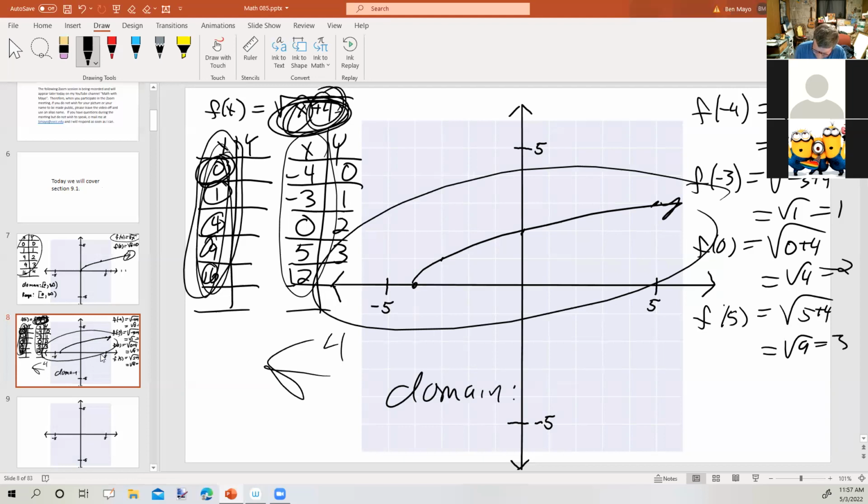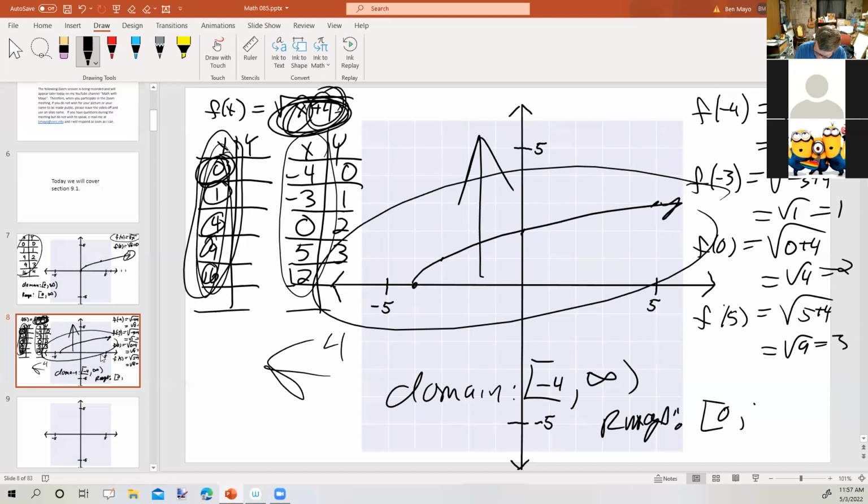Careful. It doesn't start at 0. Where does it start? -4. And where does it go to? Positive infinity. Okay, what's the range? Careful. Range, 0 to positive infinity. Right. So the range didn't change, did it? The domain did, though.